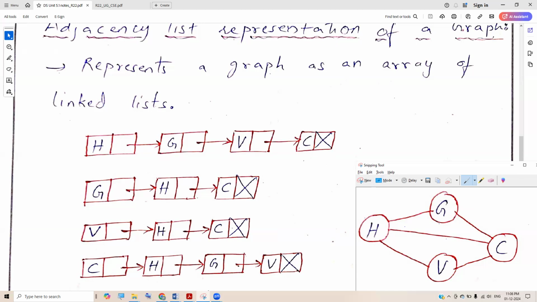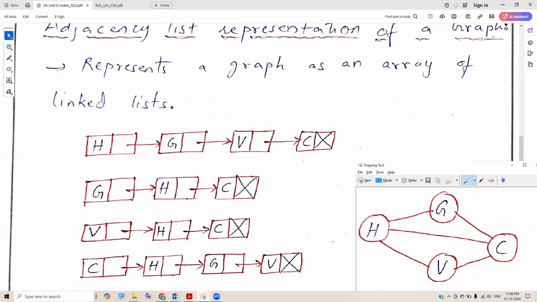Likewise, if you look at the graph given at the bottom right of the screen, G is linked only to two places according to the graph. One is H and another is C. So G is linked to H and C. We are putting a null because that's all. G is linked only to two elements.